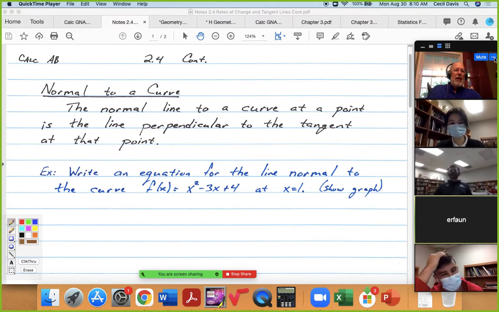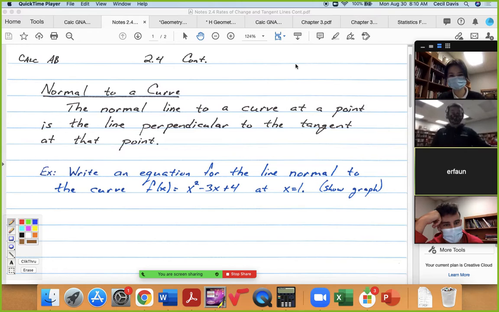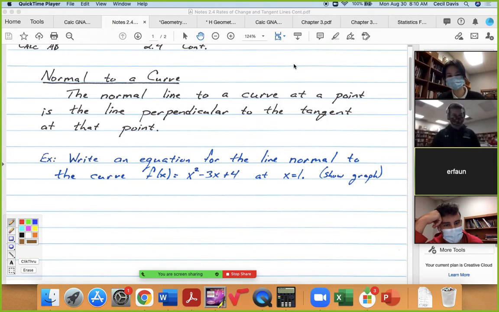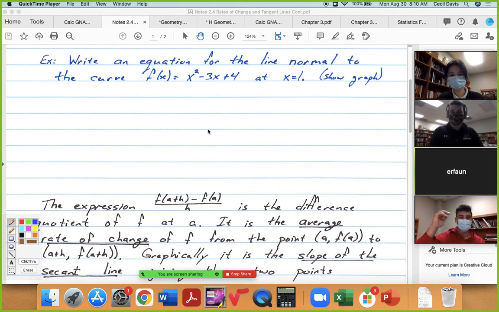So today we're going to look at a normal to a curve. And we talked about that when we were going over the homework. So the normal to a curve at a point is the line perpendicular to the tangent at that point. So if we want to write an equation for the line normal to the curve f of x is equal to x squared minus 3x plus 4 at x equals 1.